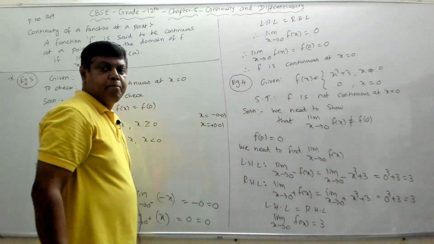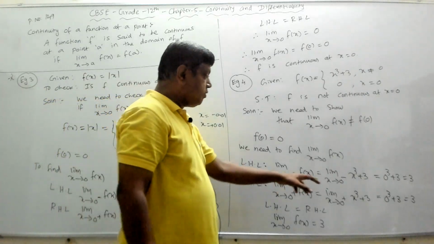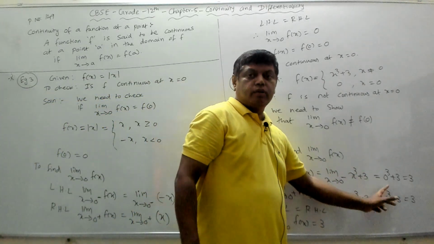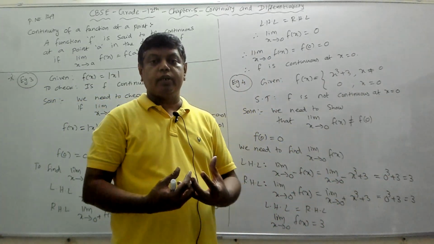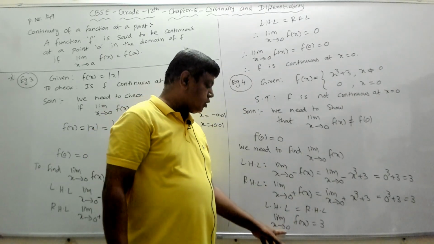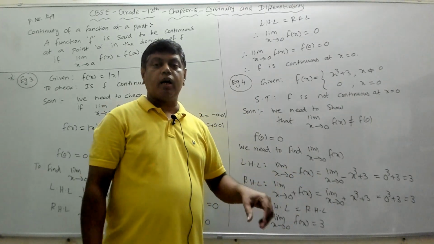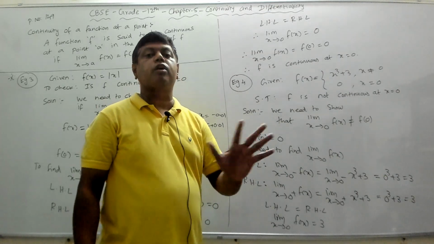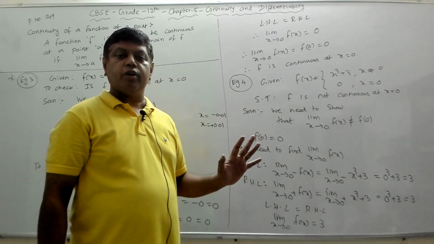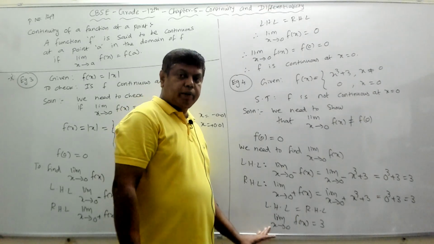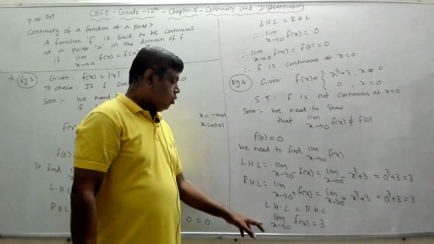Suppose if these two are different, suppose left hand limit and right hand limit, they don't match, then we will say limit does not exist. We will say limit x goes to 0 f of x does not exist, and the moment it does not exist, we will say f is not continuous. So here the limit exists. Now the limit is 3.